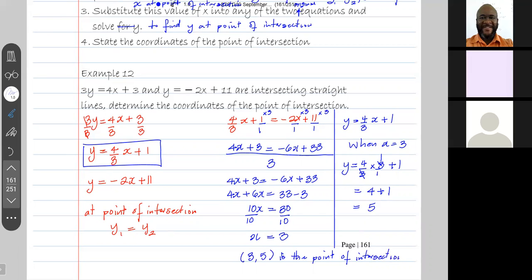All right, guys, never forget this. This is something that you must never forget. You must always remember how to determine the coordinates of the point of intersection of two graphs by calculation.